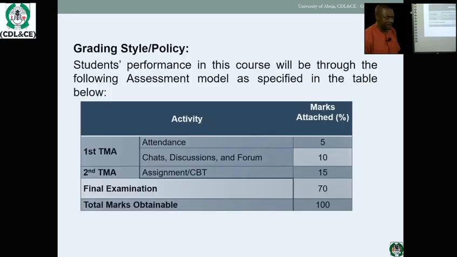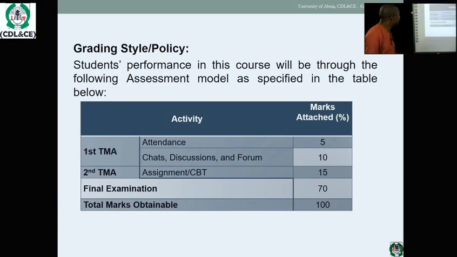Now, the grading system or policy. Student performance in this course will be assessed through the following model, as specified in the table below. As we can see, first, TMA attendance has 5%. And you can see how attendance can attract marks. If you sit back and don't attend lectures, how then can you have the 5 marks for attendance? Two, if there is any chat, discussion, or any other forum you are involved in, you are expected to attract 10% marks also.